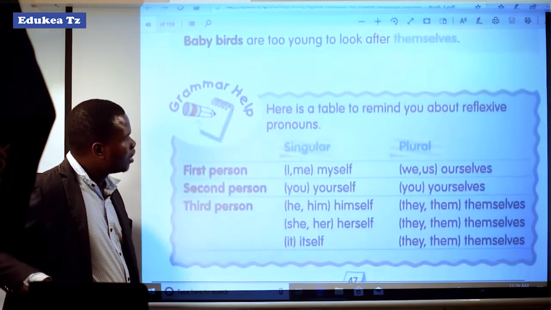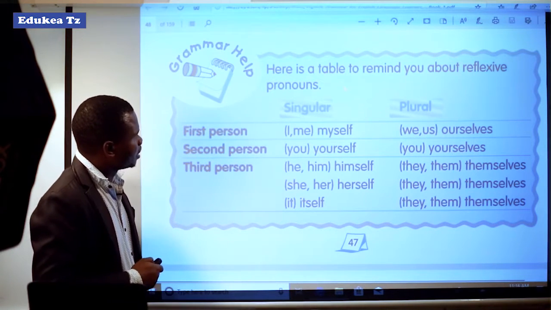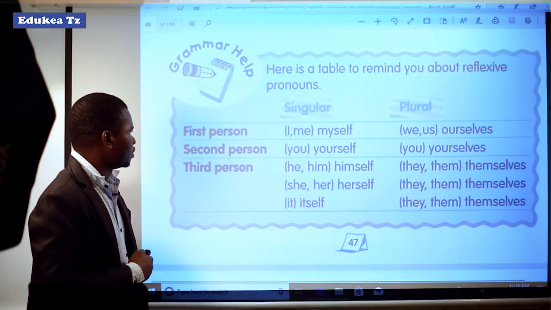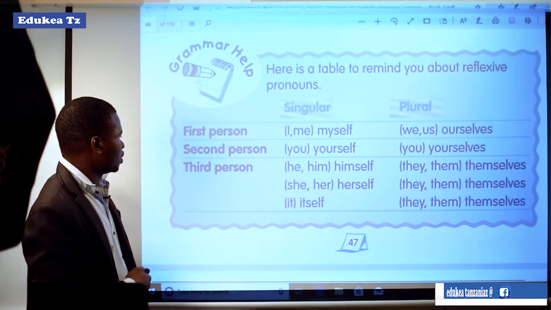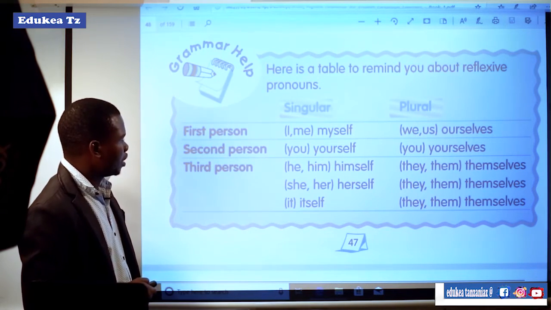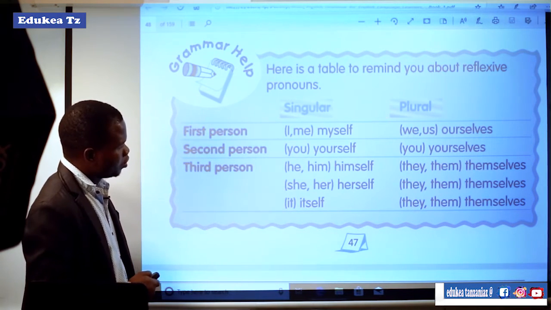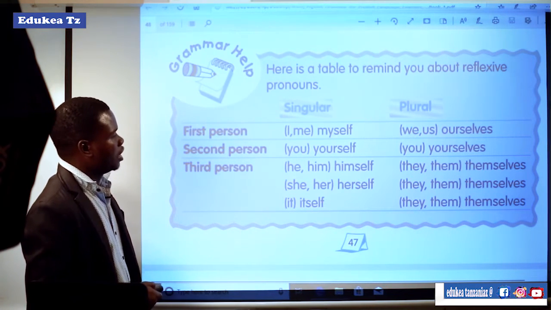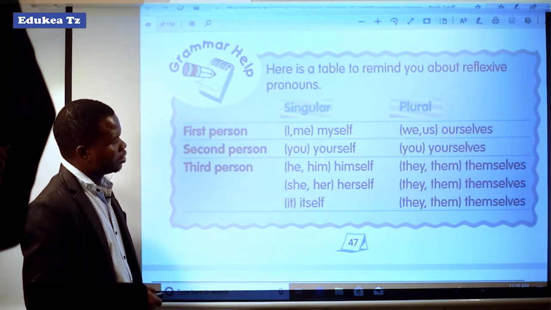So those are reflexive pronouns. And here is a table to remind you about the reflexive pronouns. In the first person, I and me, we use myself. Second person, you, yourself. Third person singular, he, him, himself. She, her, herself. It, itself. While in the plural, we, us, ourselves. You, yourselves. They or them, themselves.